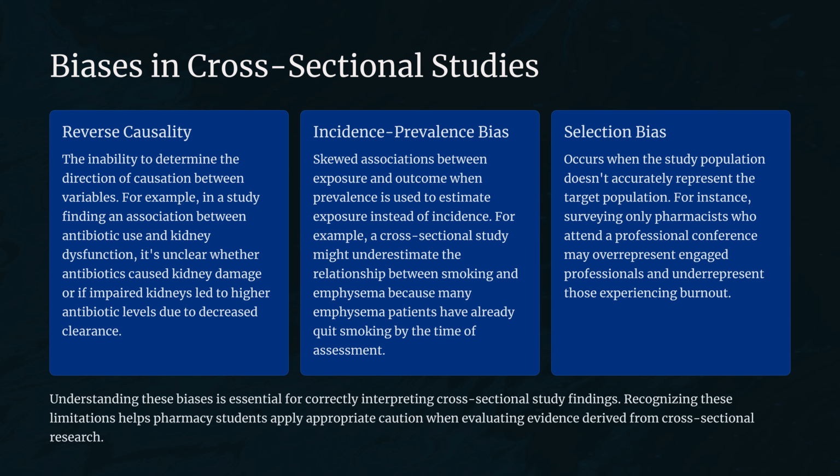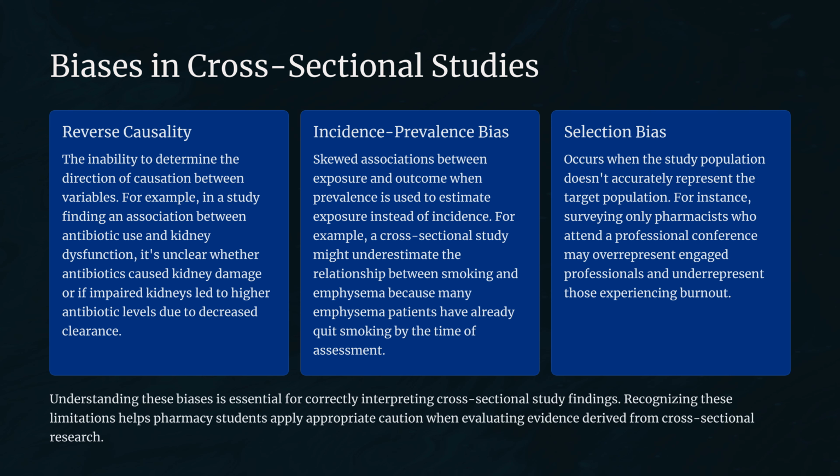An example I gave was a study finding an association between antibiotic use and kidney dysfunction. It's unclear whether the antibiotics caused the kidney dysfunction or if the impaired kidneys led to higher antibiotic levels. See, you can't prove that in a cross-sectional study.